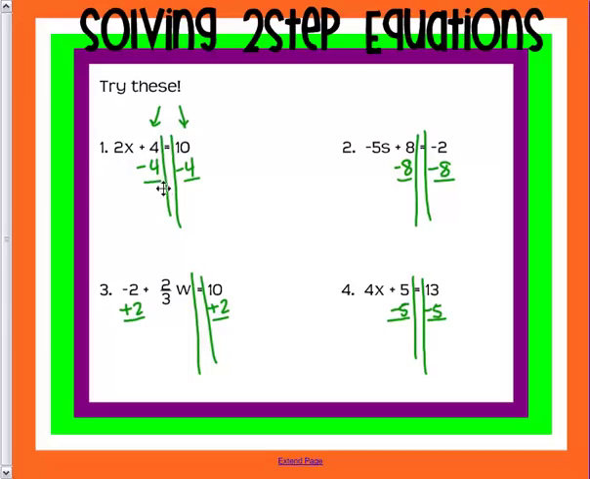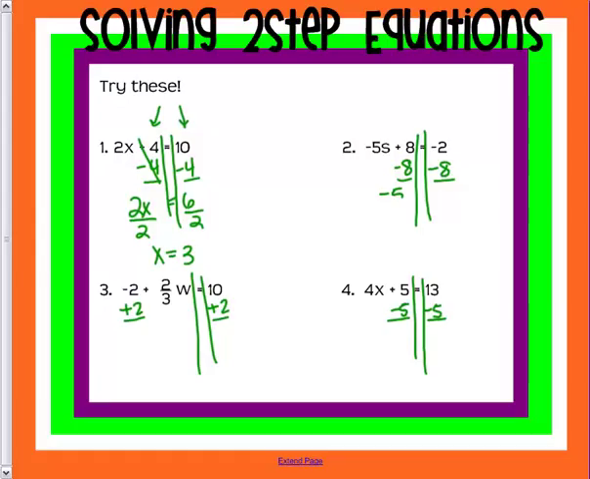So to get rid of positive 4, I take 4 away from both sides. This is gone. I'm left with 2x equaling positive 6. Then the next step is to multiply or divide. In this case, we're dividing, and I'm left with x equals 3.